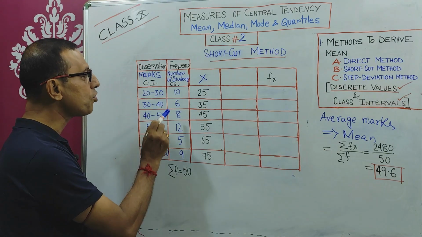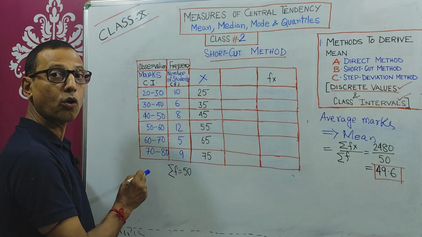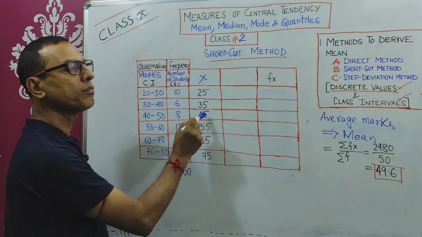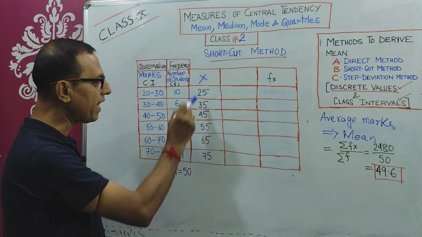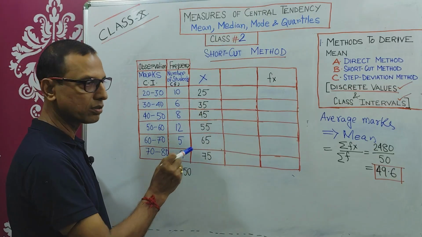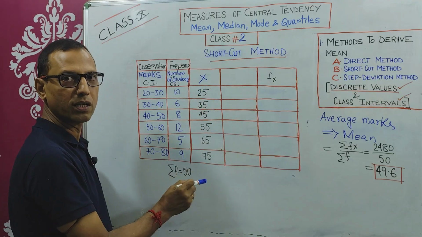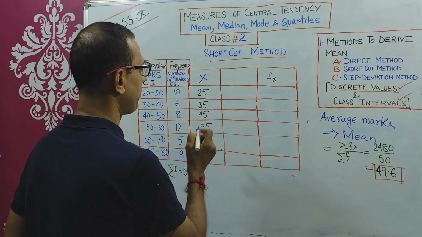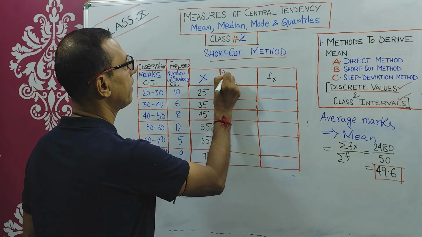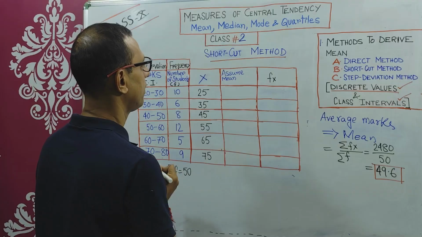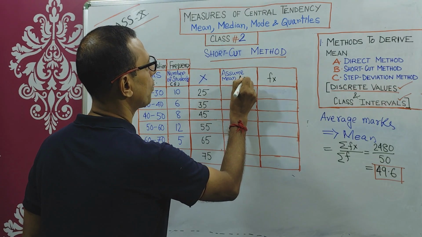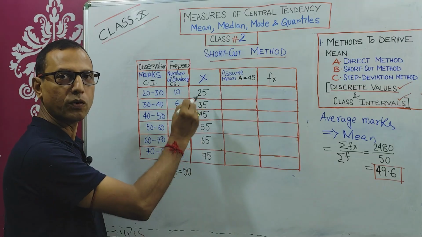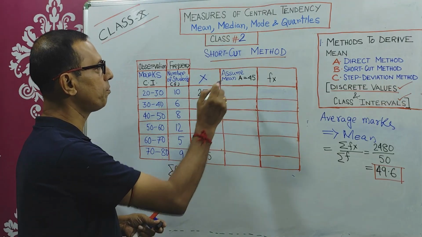You need to assume one mean from the given observations if this is ungrouped data, and for class interval, after deriving the average for each class interval, you will assume the mean. Assume any one of the values. I am taking an in-between value, not the starting value or the lowest or the biggest one. Let's say I am assuming 45 is the mean. This is assumed, not the actual one. So assumed mean A equals 45. You assume it from the given values, or from the calculated values for class interval.